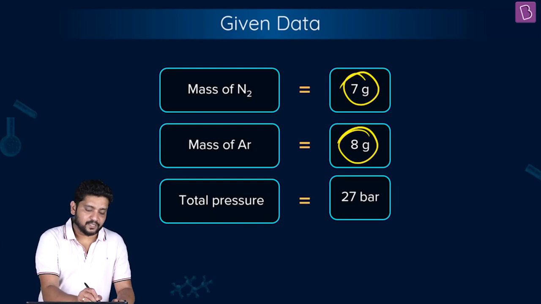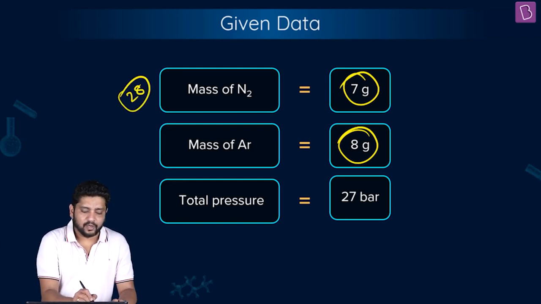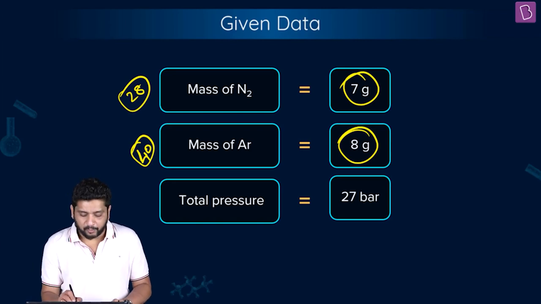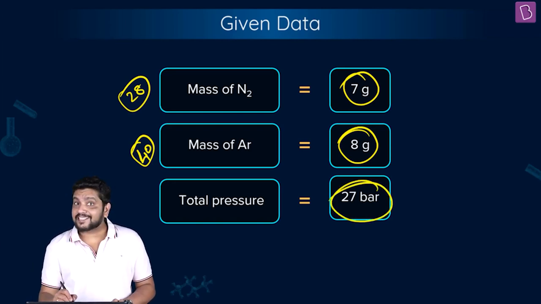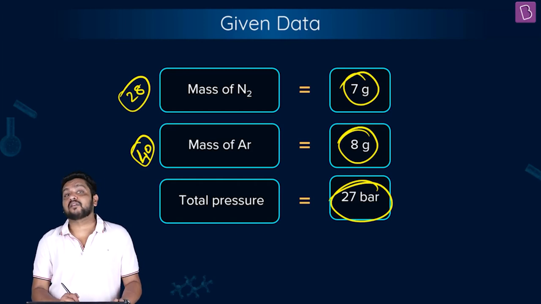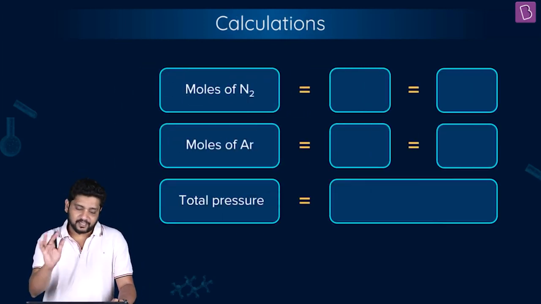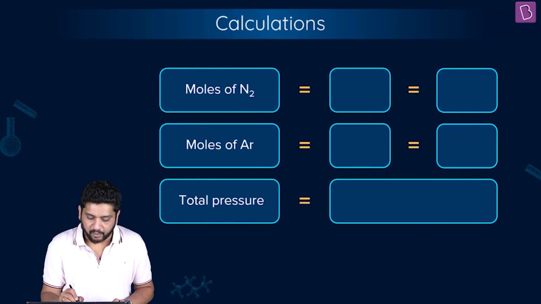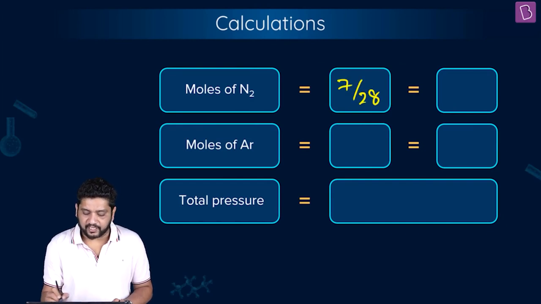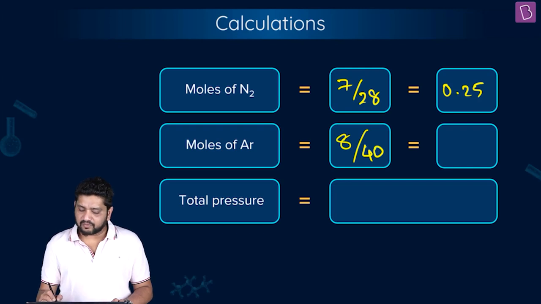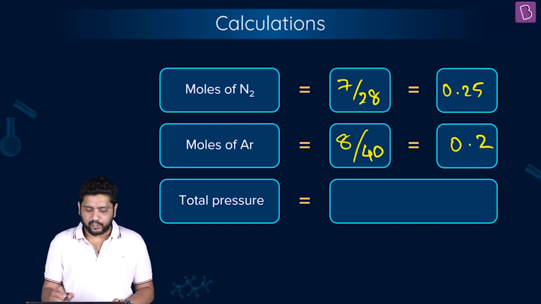Obviously we know that the nitrogen molar mass is 28 grams per mole and argon 40 grams per mole, right? Because total pressure is also given, and individual weights are given, if I manage to find the number of moles, I should be able to get the mole fraction. Simple, right? Moles of nitrogen will be how much? We had 7 grams, 28 grams per mole, so 0.25 or 1 by 4 is your moles of nitrogen. Similarly, argon we had 8 grams and molar mass is 40 grams per mole, monoatomic, right? So 8 by 40 is 1 by 5, 0.2, right?